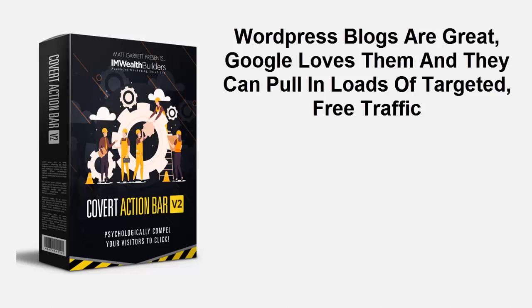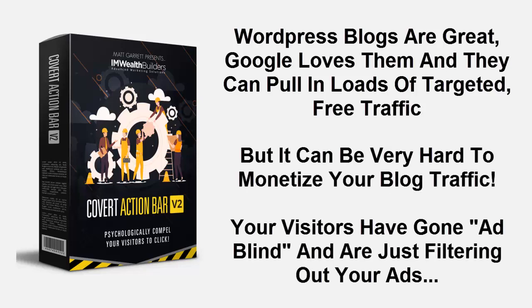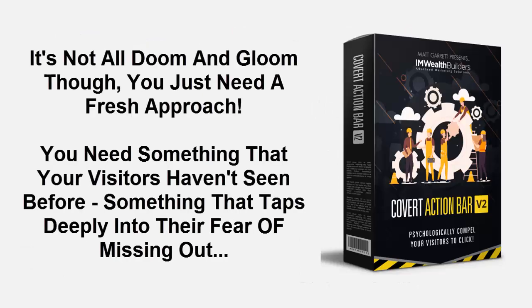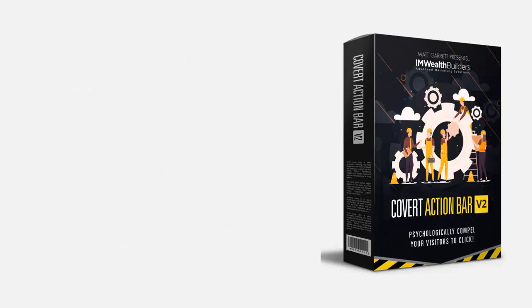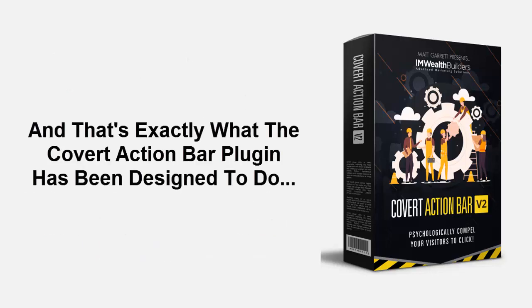Now we all know that WordPress blogs are great, Google loves them and they can pull in a lot of free targeted traffic. But it can be pretty hard to actually monetize that blog traffic. Your visitors have gone ad blind and they're just filtering out your ads. Now it's not all doom and gloom though, you just need a fresh approach. You need something that your visitors haven't seen before, something that taps deeply into their fear of missing out. And that's exactly what the Covert Action Bar plugin has been designed to do.